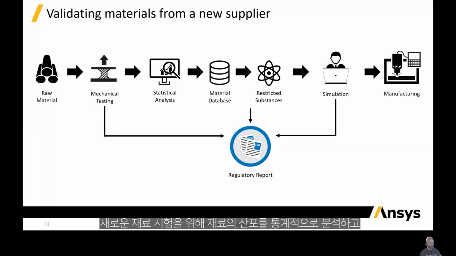So we just looked at a material that was assigned. Now let's look at validating material from a new supplier, right? So we can think of this process as starting from a raw material, going through the testing necessary, doing a statistical analysis, having that be brought into our material database, analyzing it for restricted substances, running some simulation, and then being able to move it over to manufacturing.